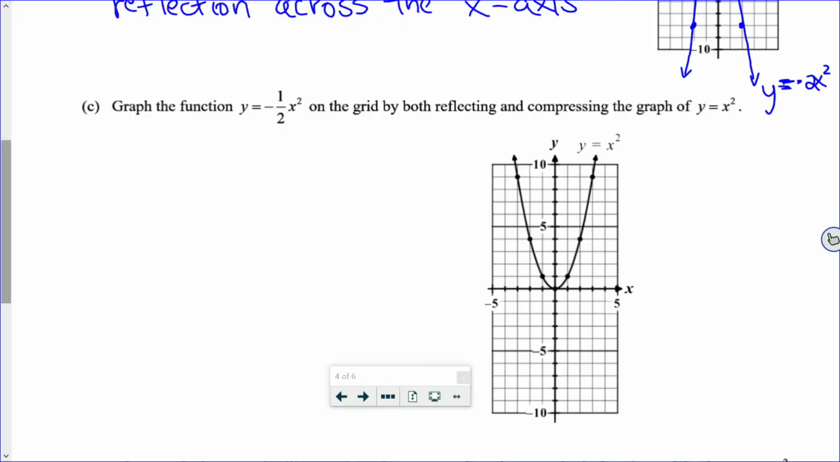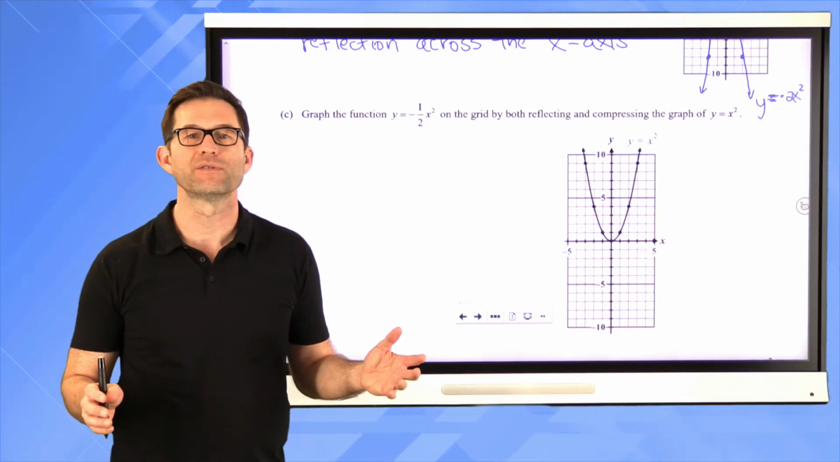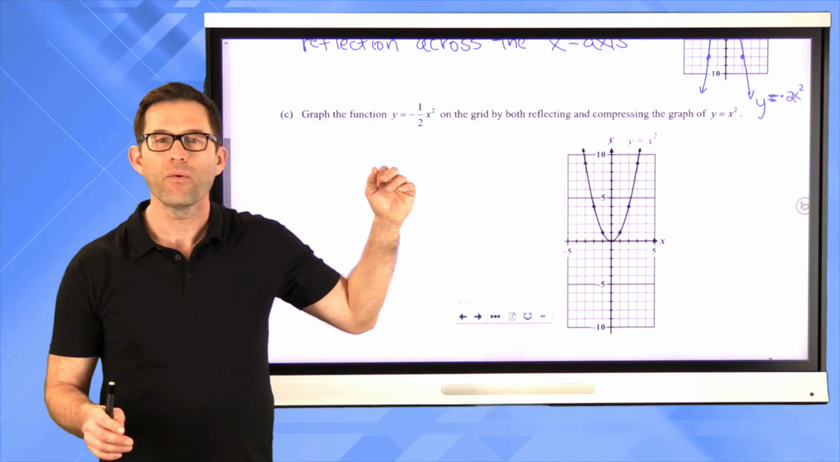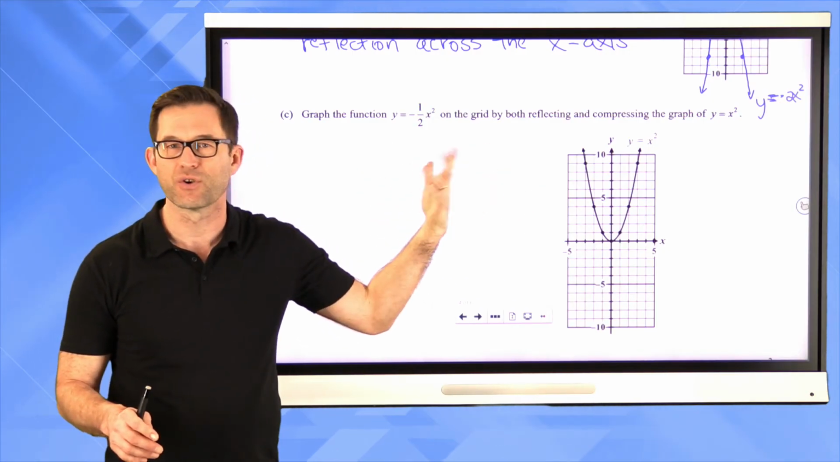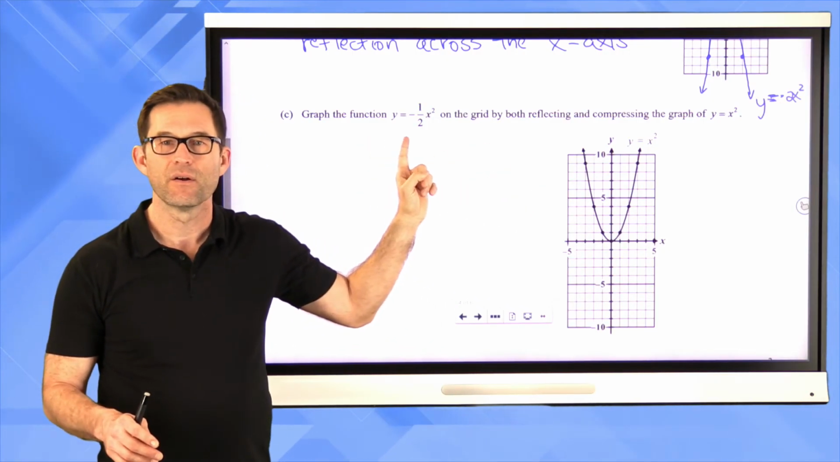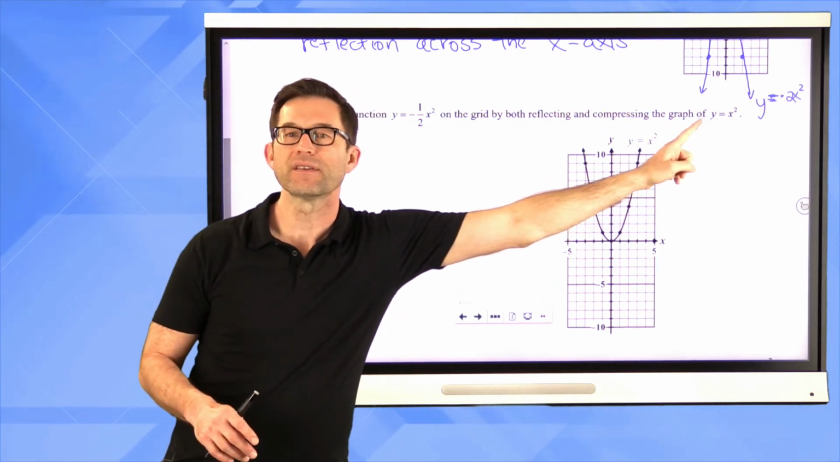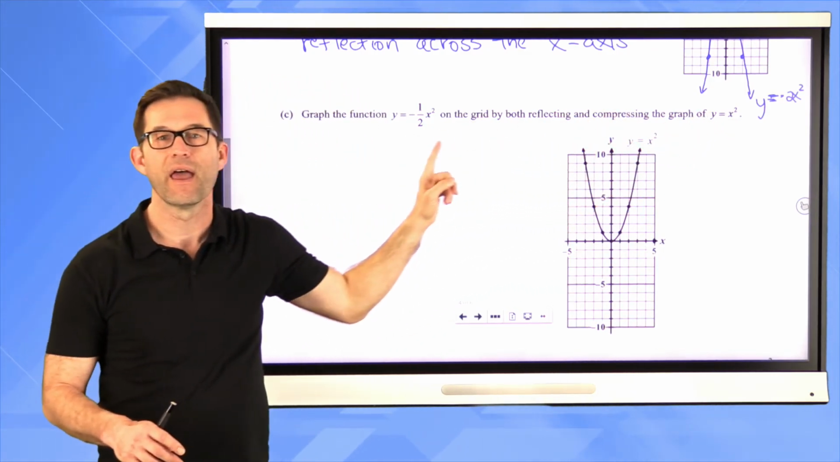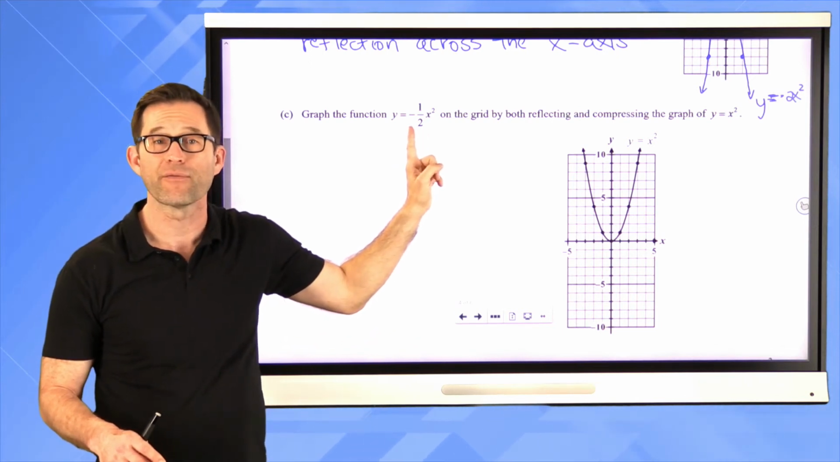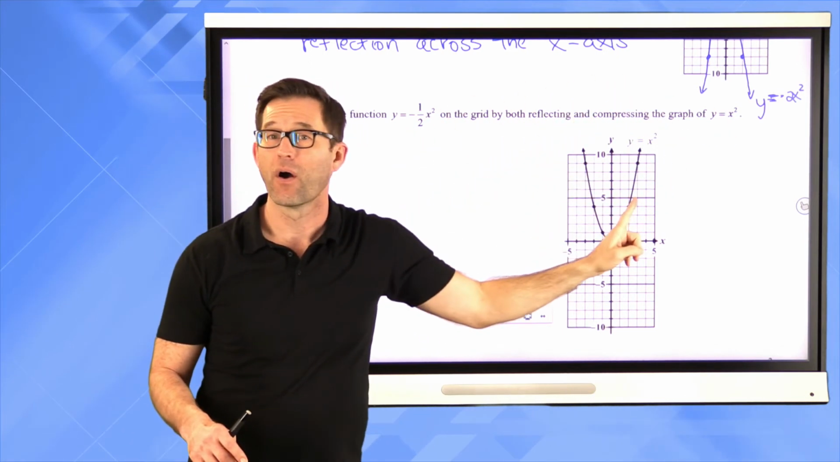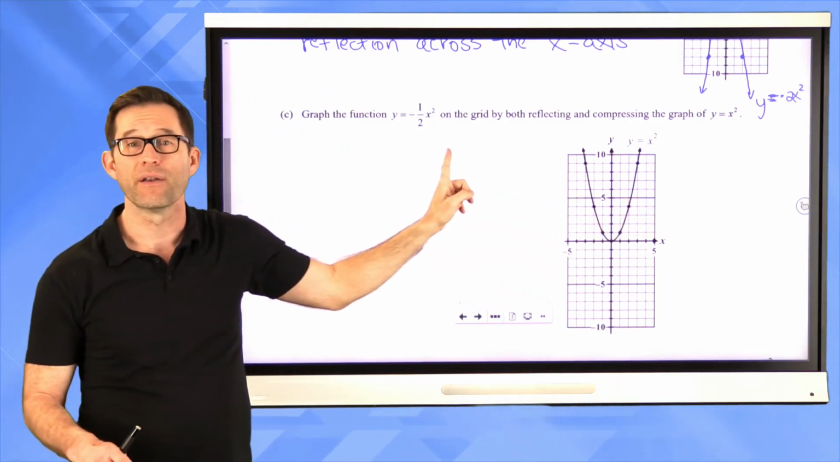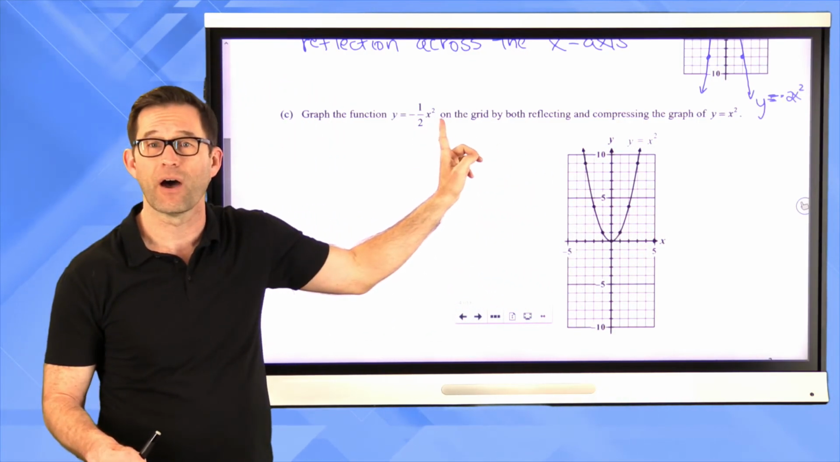Letter C. Graph the function y equals negative 1/2 times x squared on the grid by both reflecting and compressing the graph of y equals x squared. Now, one of the things that I've always found remarkable about these types of problems is I don't really even need to know about reflections or compressions or anything like that. This, compared to this, literally says I should take every y value on this and multiply it by negative 1/2. The y values on this curve are equal to x squared. The y values on my new curve are equal to negative 1/2 times x squared.